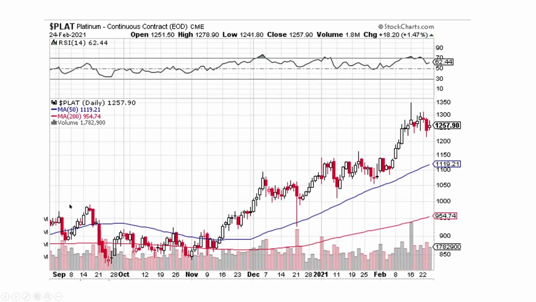Here's platinum. We got a trend line breaking through here. We broke that trend line to the upside. We did a little pullback, and I think we're going to be okay. I mean, we could grind a little bit here, but I think we're going to move to the upside.